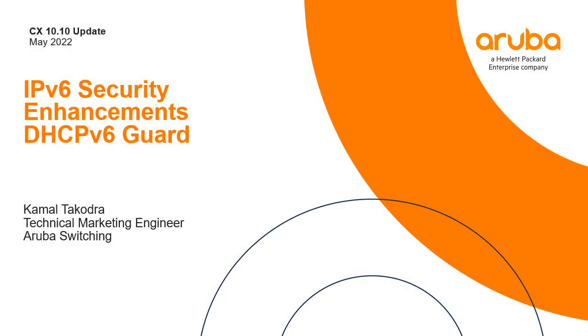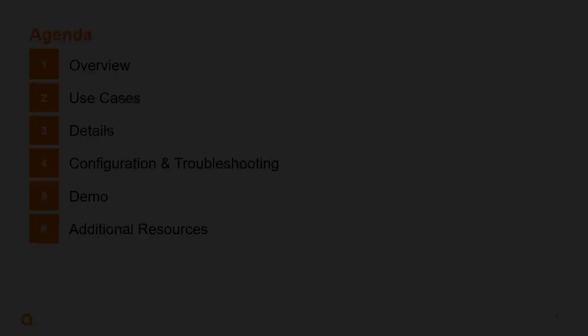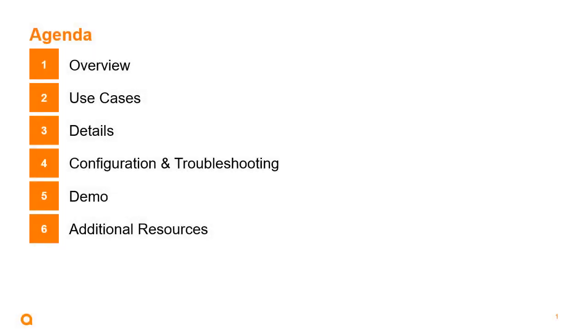In this 10.10 update, I'm going to be talking to you about an IPv6 security enhancement, DHCPv6 Guard. Firstly, we will cover a feature overview. Then we'll cover some use cases around DHCPv6 Guard, some details about the feature, and then some configuration and troubleshooting. Then we'll go across to a demo, and we'll cover some additional resources that are available to you.